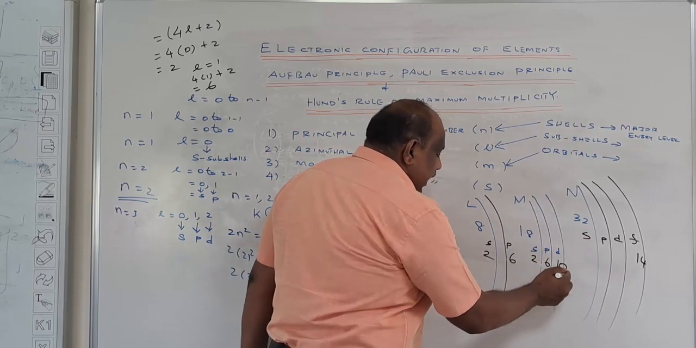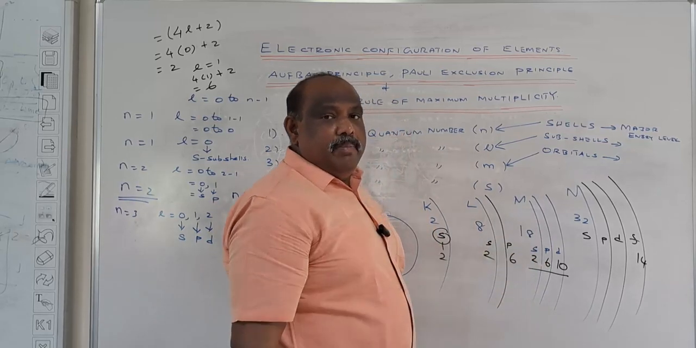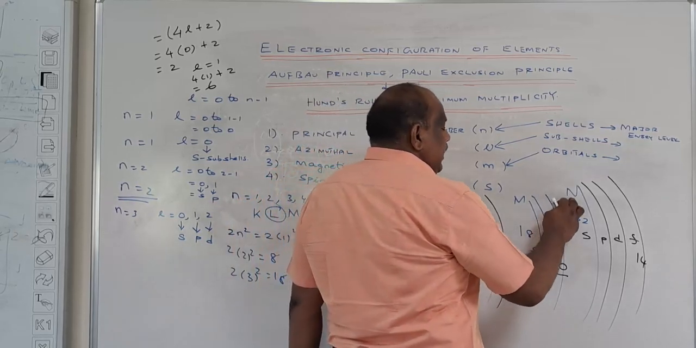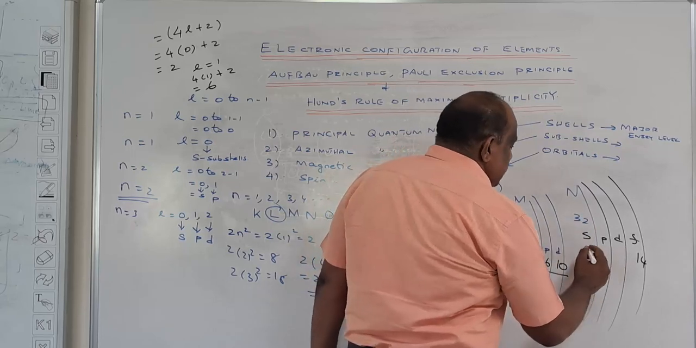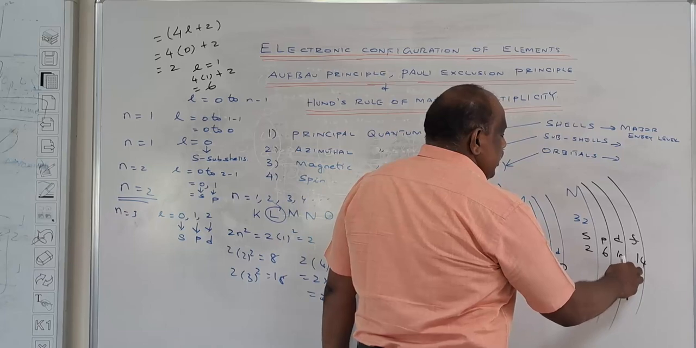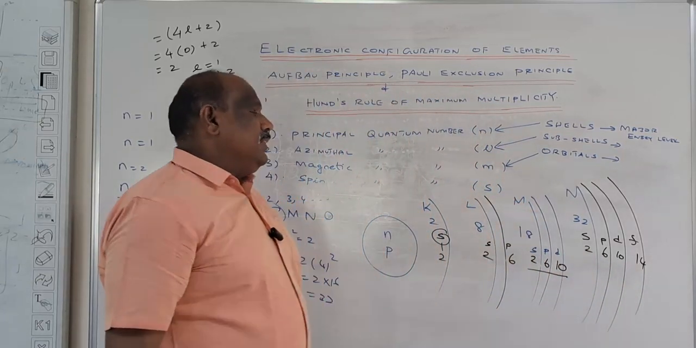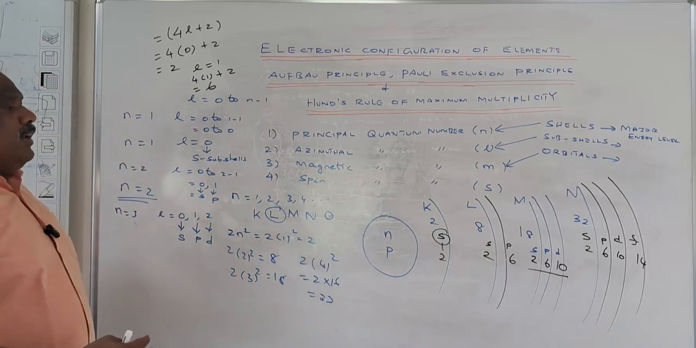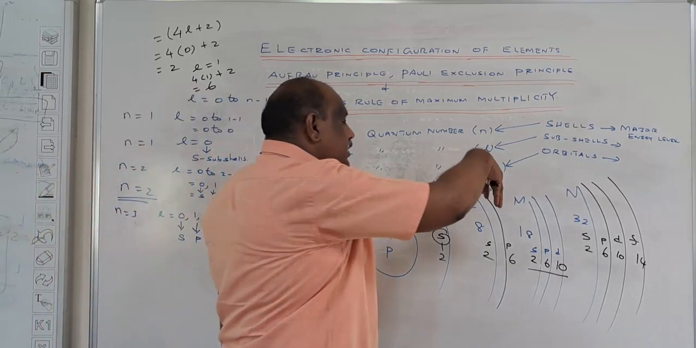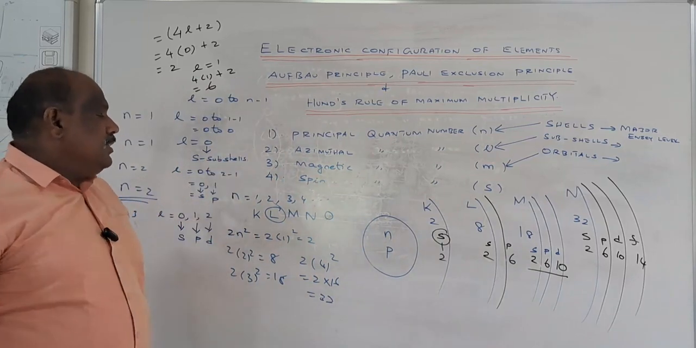So you add all these: 10 plus 6 plus 2, 18. So that will also be in the M major energy level. Similarly, coming to N, the total number is 32. How is it being split? 2, 6, 10, so 10 plus 14 is 24, 24 plus 6 is 30, plus 2 is 32. So we can see how, within the major energy level, it has been occupied in the sub-energy levels, that is nothing but your subshells.